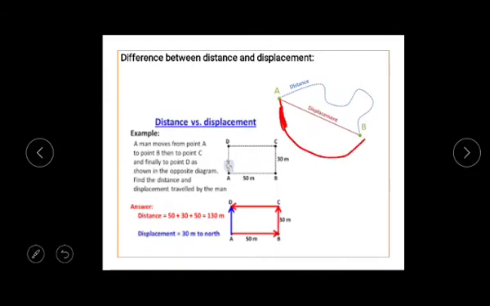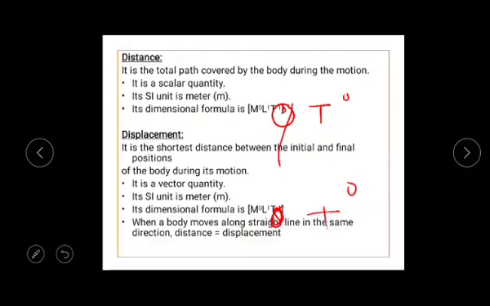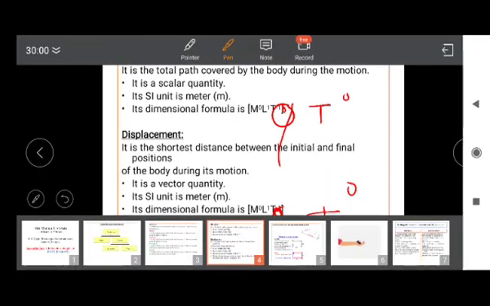So this is distance. But if you take it from the initial point to the final point, it becomes displacement. It is the shortest distance between the initial point and the final point. What is this? This is displacement. Distance can be even this also. That's why, see the last point: when a body moves along a straight line in the same direction, distance is equal to displacement. I hope you understood the point now.